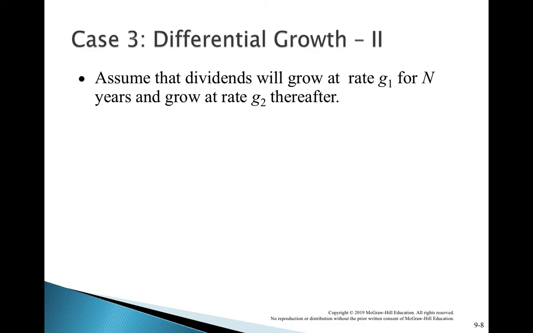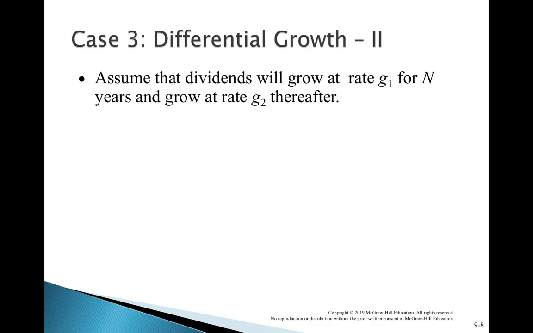Assume that dividends will grow at a rate of G1 for n number of years, then grow at G2 thereafter. See the difference, students. In case 2, there was growth, but there was only one growth rate G. But here we have two growth rates.